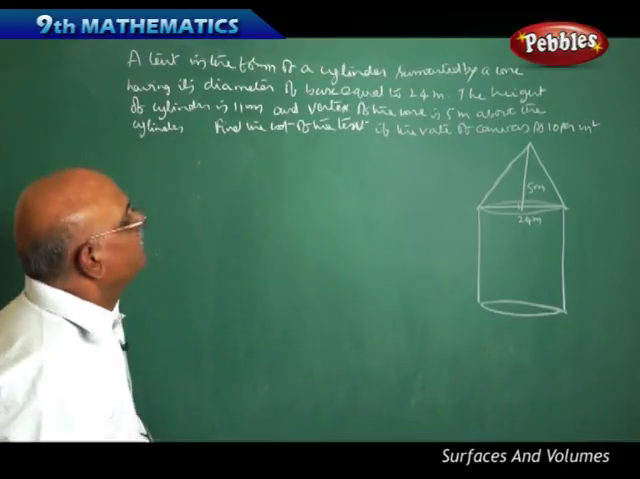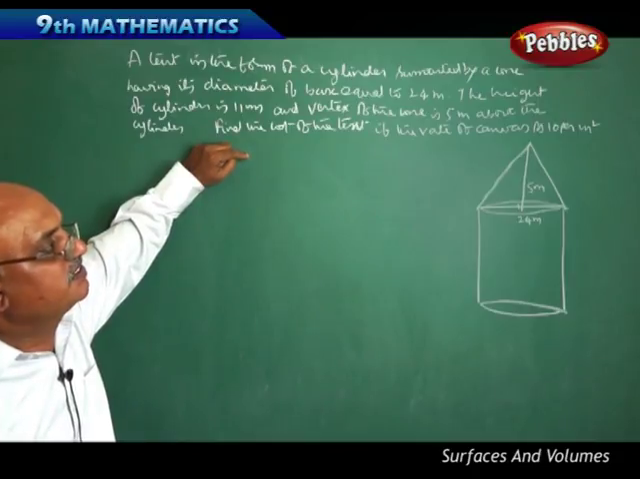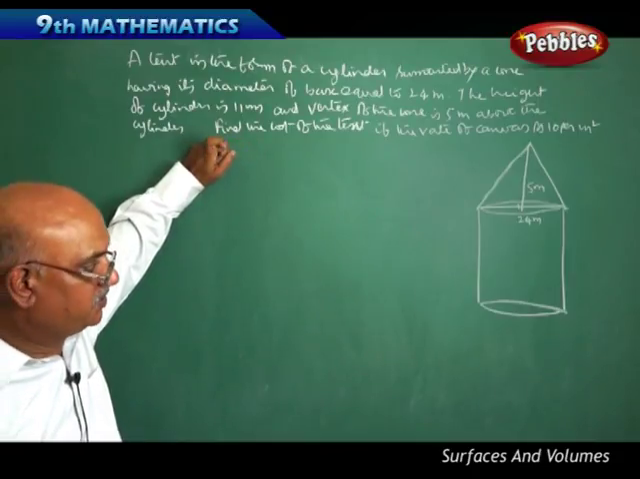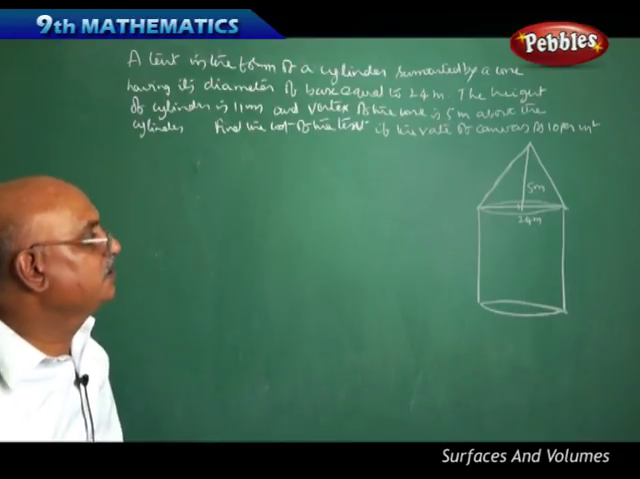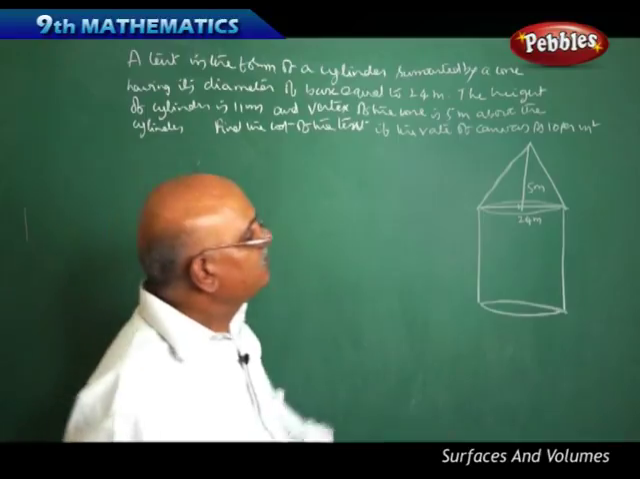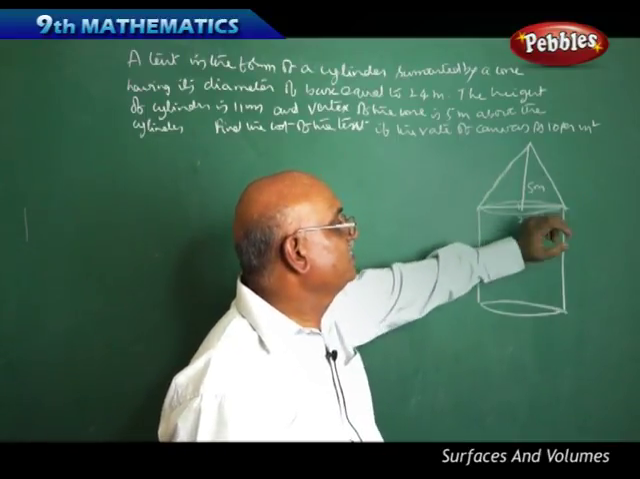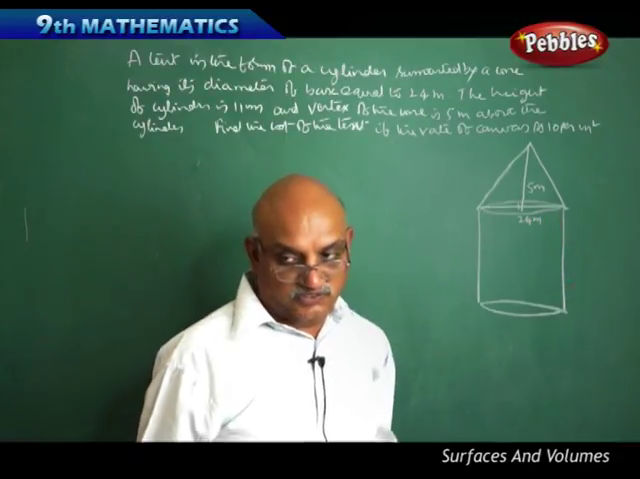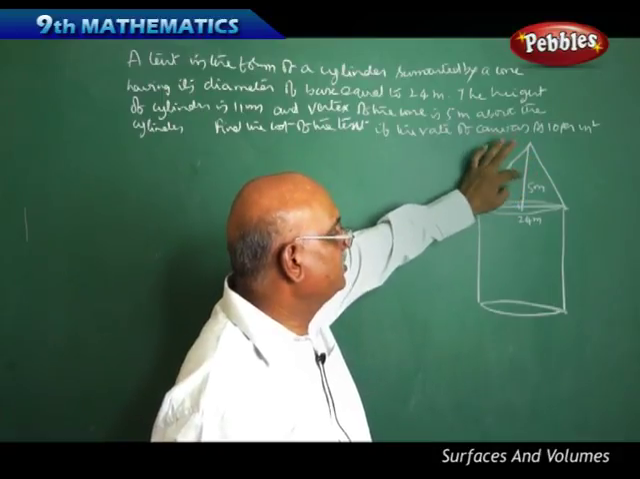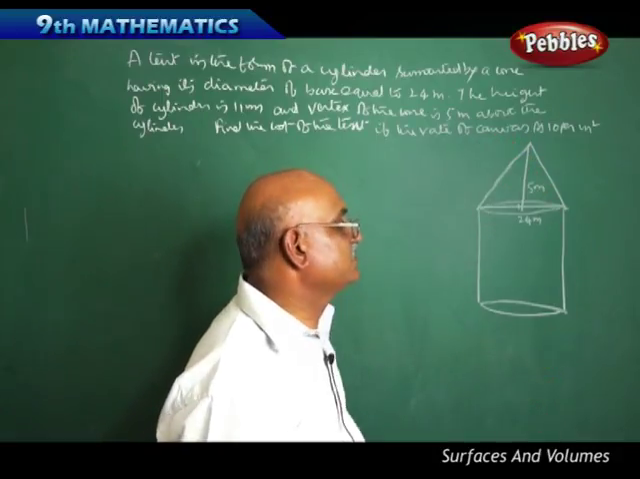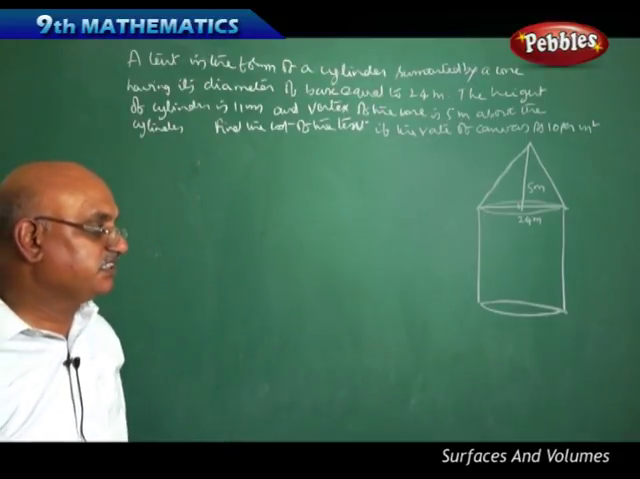Now we want to find the cost of the tent if the rate of the canvas is 10 per meter square. We don't know the height of the cylinder. We don't know the slant height of the cone, but we know only the radius. If we know the radius and the height, how to find this out is also going to be one of the biggest questions. Therefore, first we will write the given content.